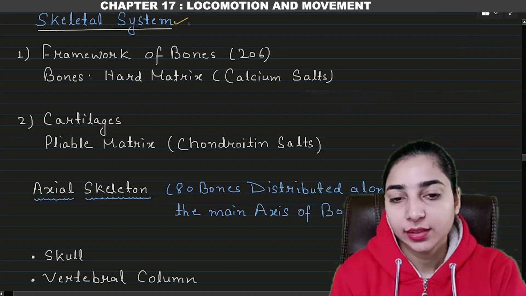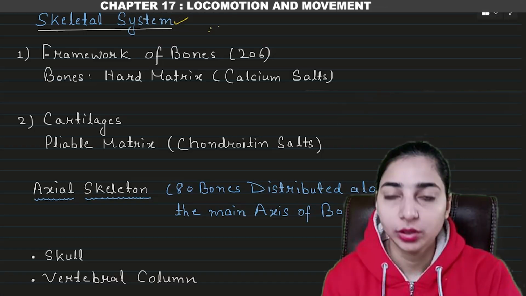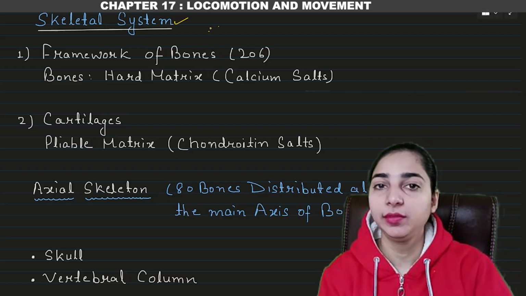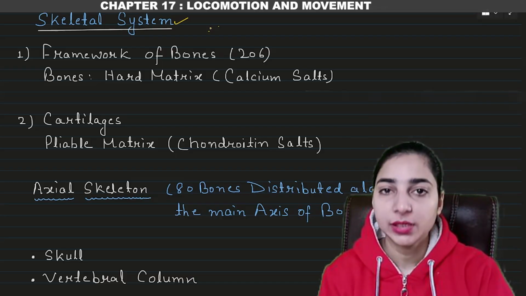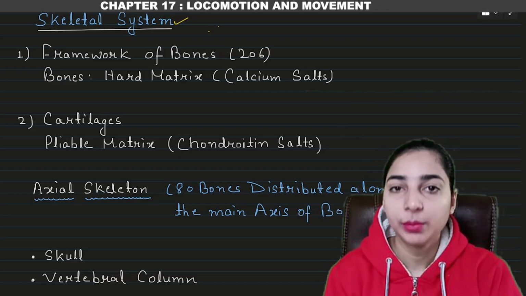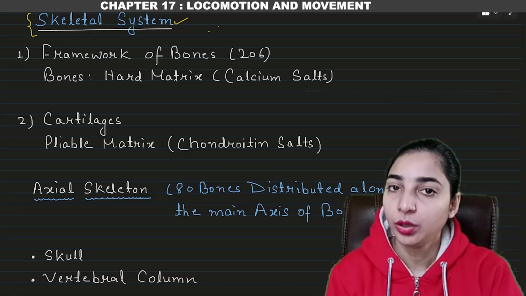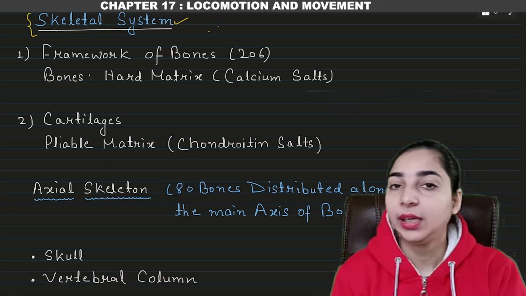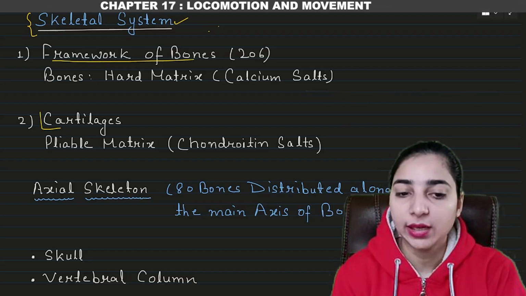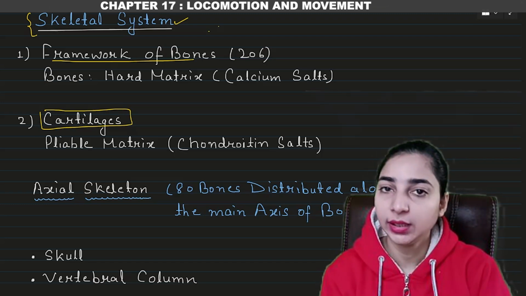Let's start the skeletal system now. What is the skeletal system? We have discussed that the locomotion or the movement of the body from one place to another requires coordinated activity of the skeletal system, muscular system as well as the neural system. In addition to the muscular system, skeletal systems are important for movement. The skeletal system consists of a framework of bones and a few cartilages. So two important components of the skeletal system are bones and cartilages.